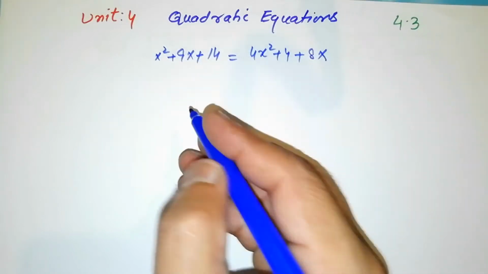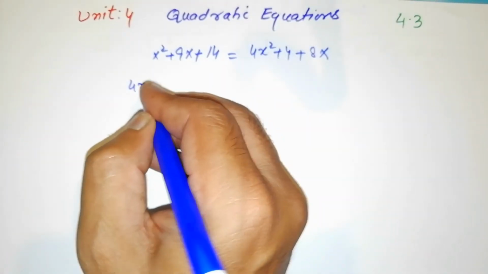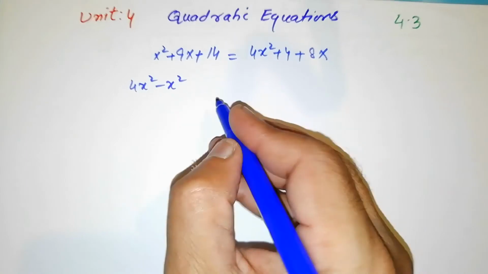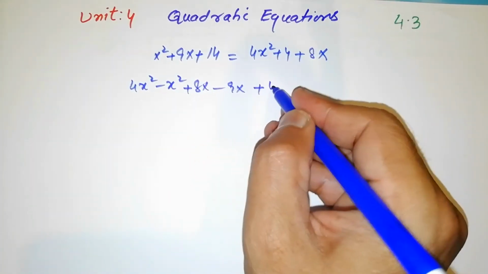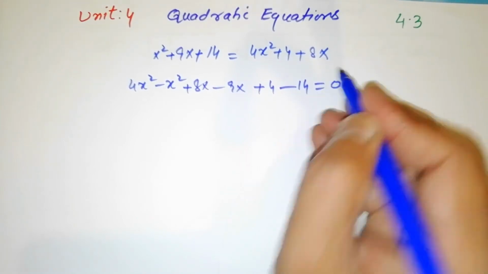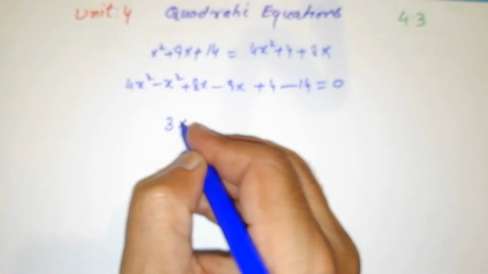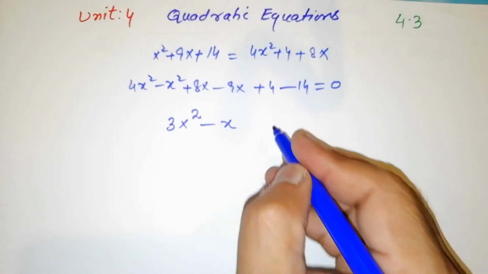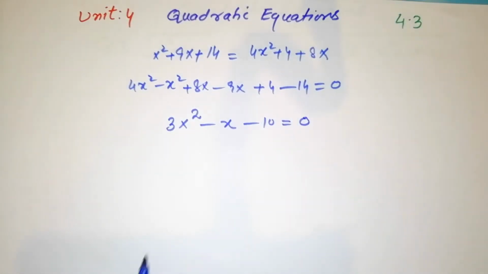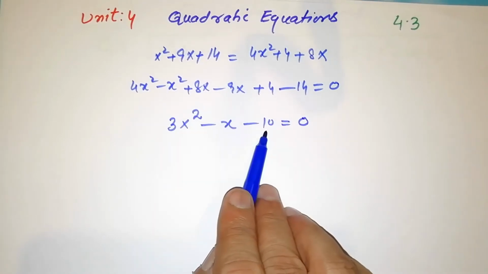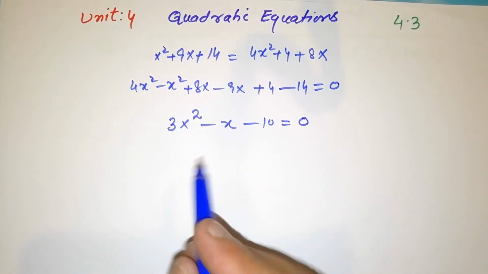Now you see we have 4x² − x² + 8x − 9x + 4 − 14 = 0. So we have 3x² − x − 10 = 0. So we have −30. Now you have to factorize this.